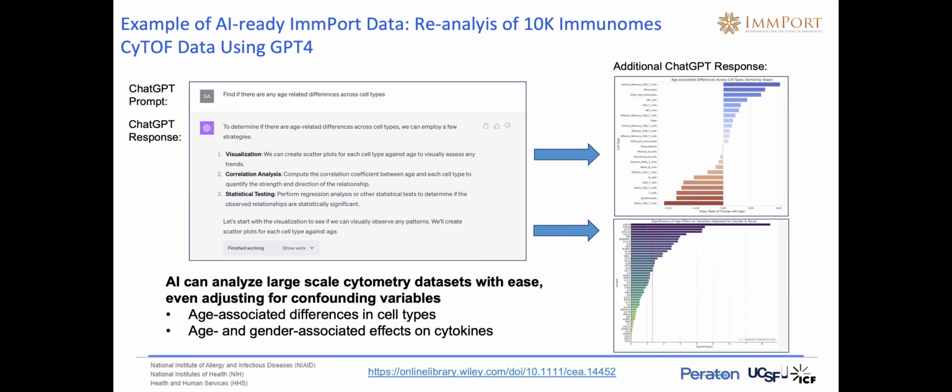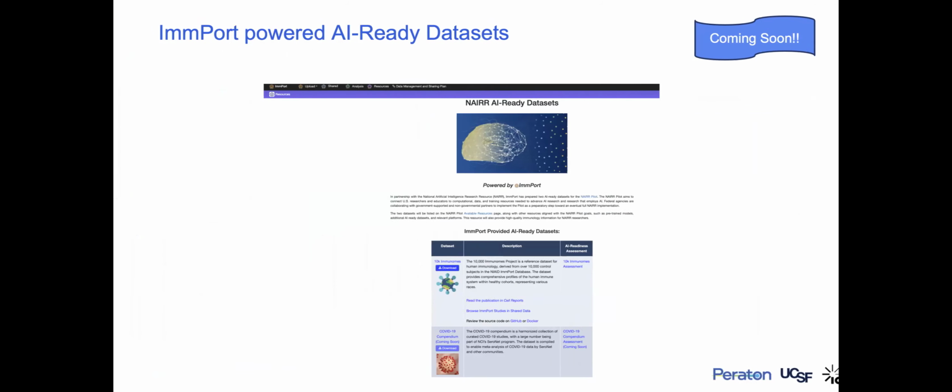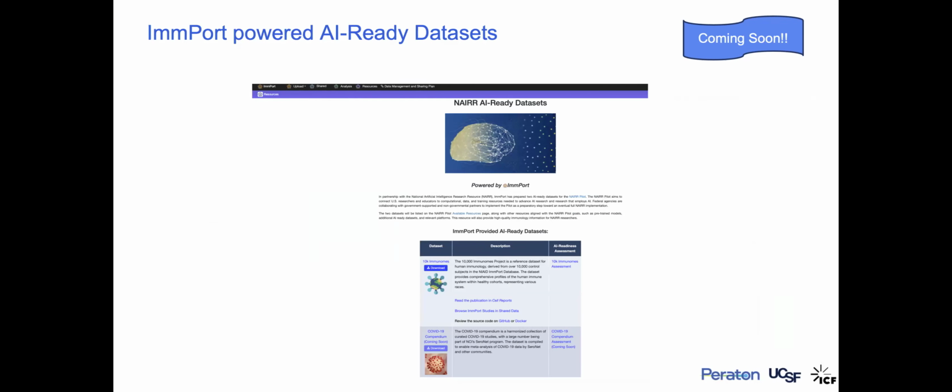The one I showed previously was just for one particular case where you're looking at the effect of race. But how about at large scale? You can download the data and, through ChatGPT using some prompts, ask questions. What are the age-associated differences in cell types, or the effect of cytokines on age and gender, and so on. So this gives you lots of promise for making these data sets AI ready.